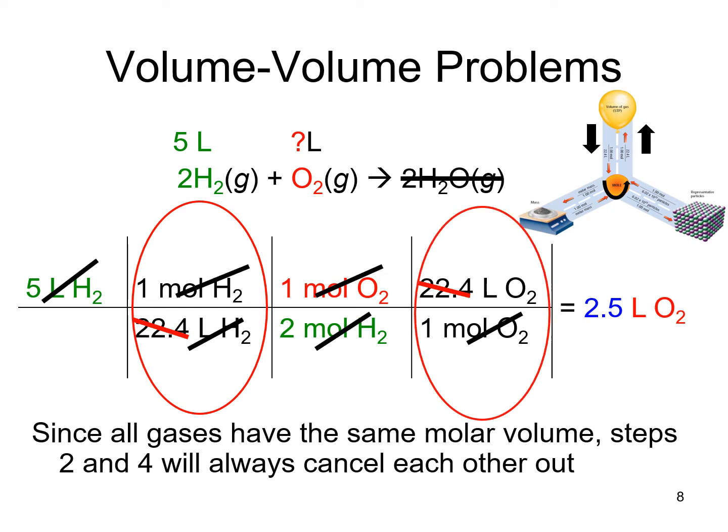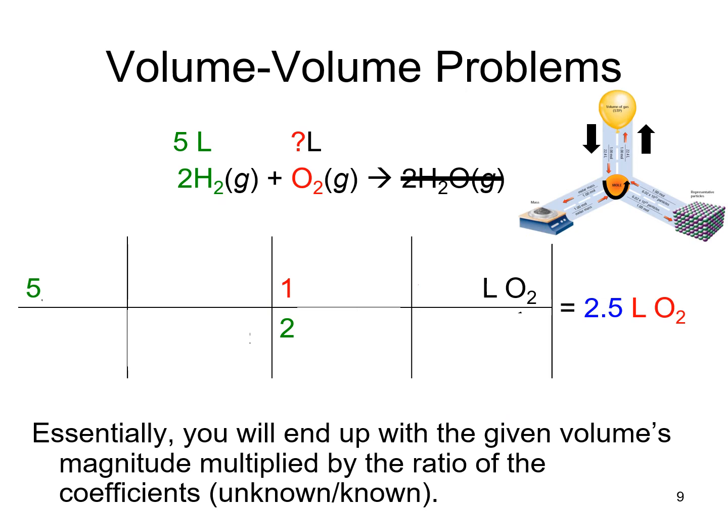However, you should note that the first conversion, 1 mole over 22.4 liters, is the reverse of the last conversion, 22.4 liters over 1 mole. That will always be true if you have 2 gases at STP, standard temperature and pressure. Since those two will always cancel each other out as far as the units go, there's really no need to do a 4-column problem like this. We can reduce it down instead to the given coefficient and the mole ratio.